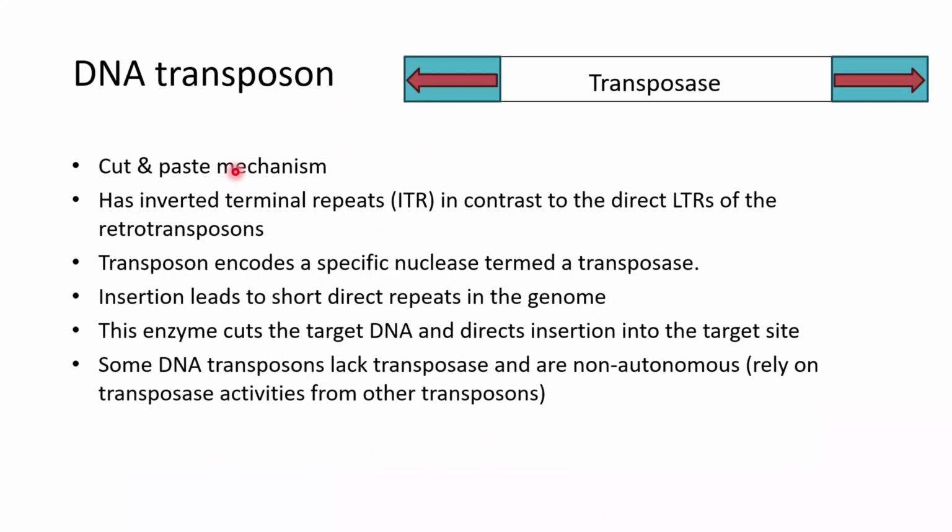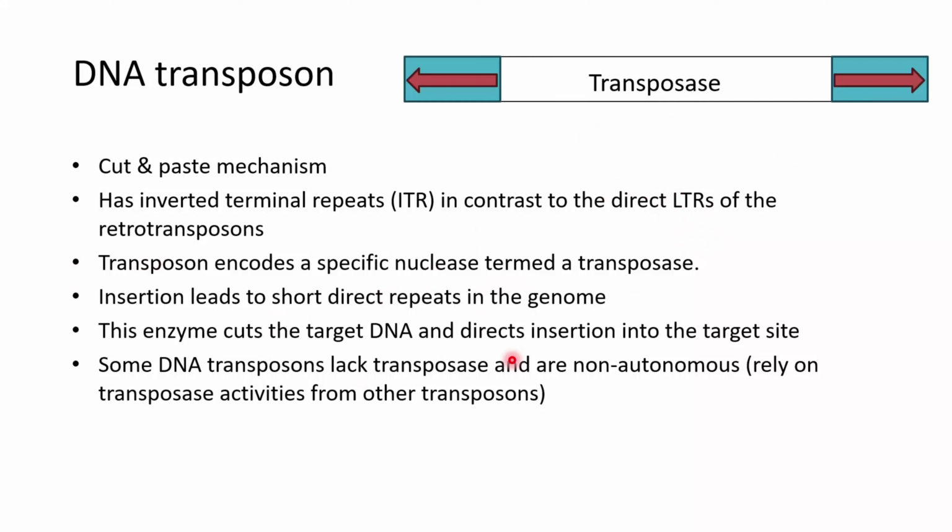Humans, very similar. For humans, we have these inverted terminal repeats. So instead of going this way, they're going this way. And they're kind of similar to the long terminal repeats. The only difference is that the long terminal repeats go in the same direction. That's the first thing. And then they encode a nuclease, which is called transposase. This nuclease just cuts and pastes somewhere else.